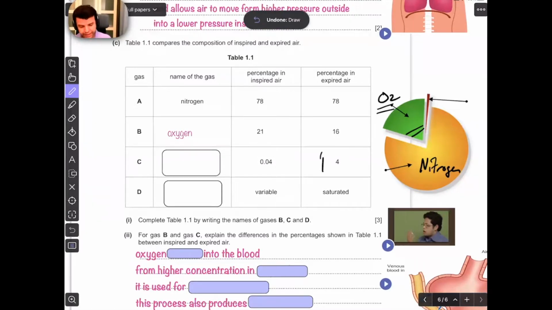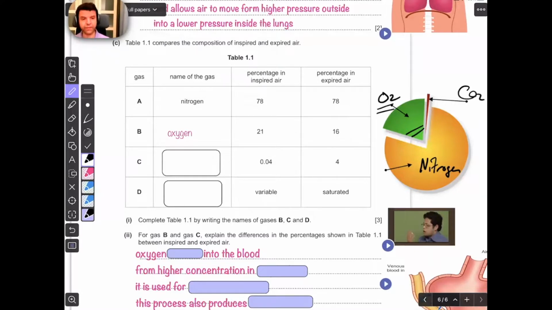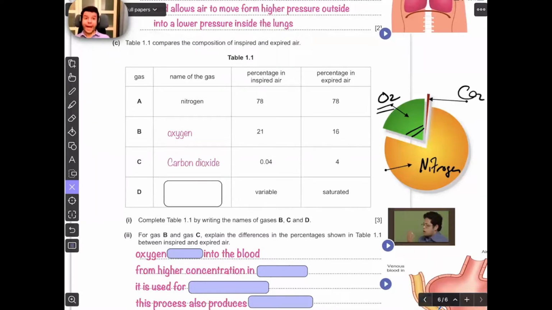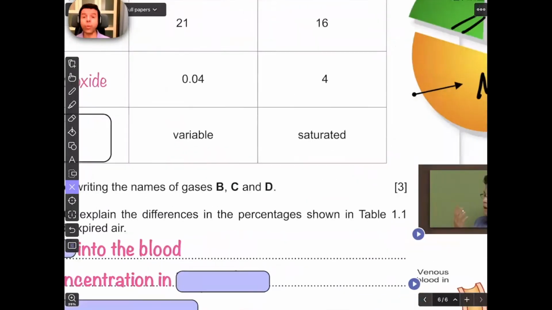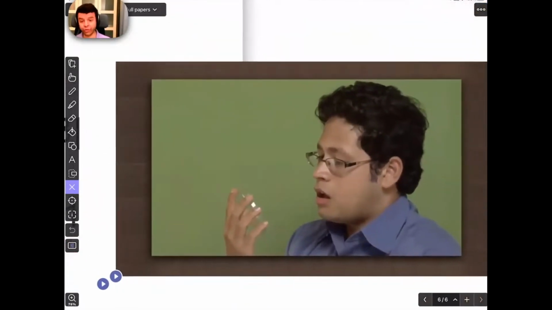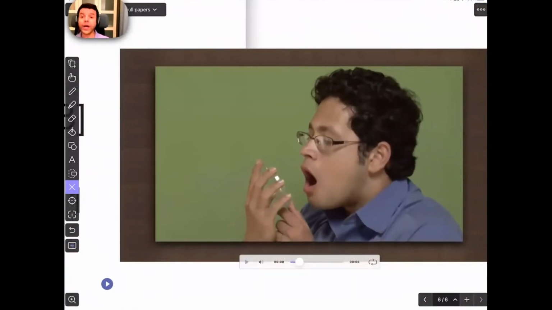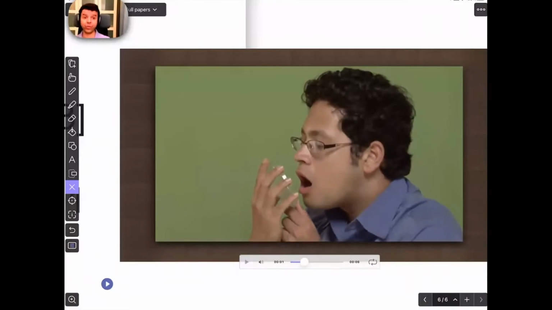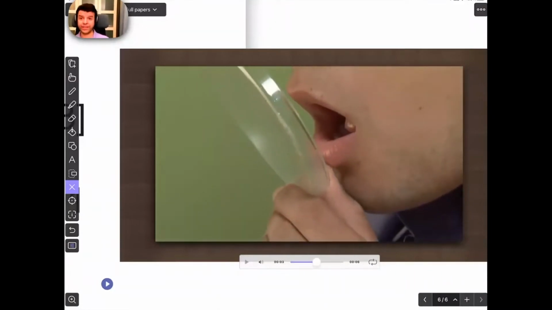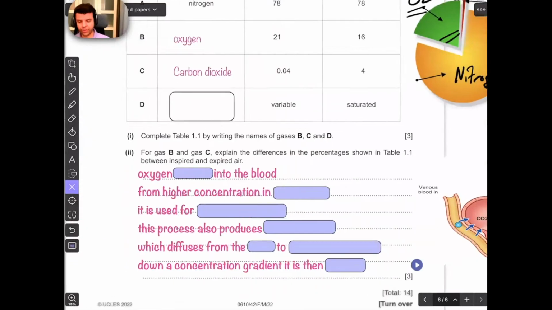And the third gas, they said this percentage is just 0.04. However, it increases like 100 times with the air that we breathe out. So what gas is this one? This gas is going to be carbon dioxide, okay? Lastly, there is a gas that's actually variable depending on where you're breathing, right? And this gas gets more saturated as you breathe out. So what gas is this one? That is water vapor, right? That is water vapor. So here we go.